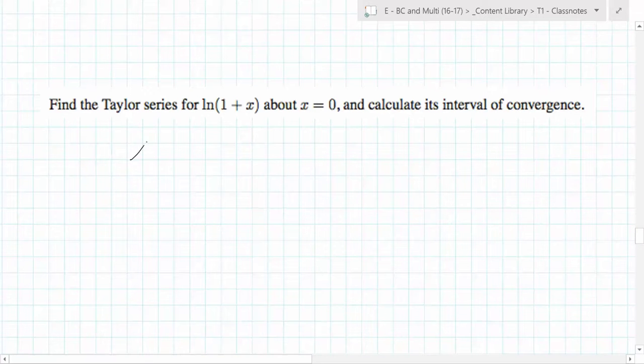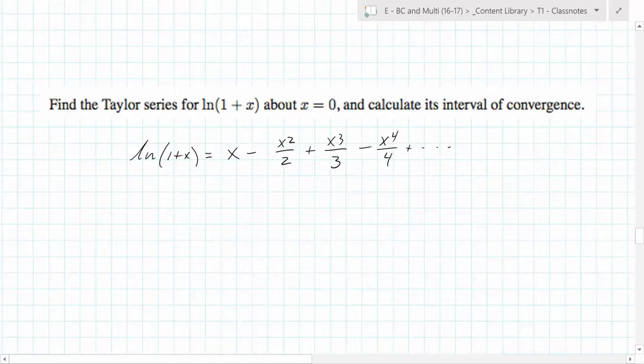So I think you guys figured this out. You did ln(1 plus x), and it ended up being, I think, x minus x squared over 2. Oh, it's positive. Oh, yeah. Thank you. Plus x cubed over 3, minus x to the 4th over 4.